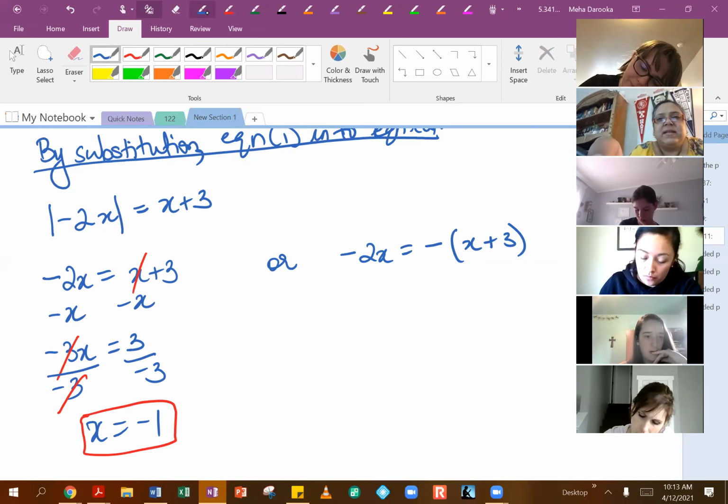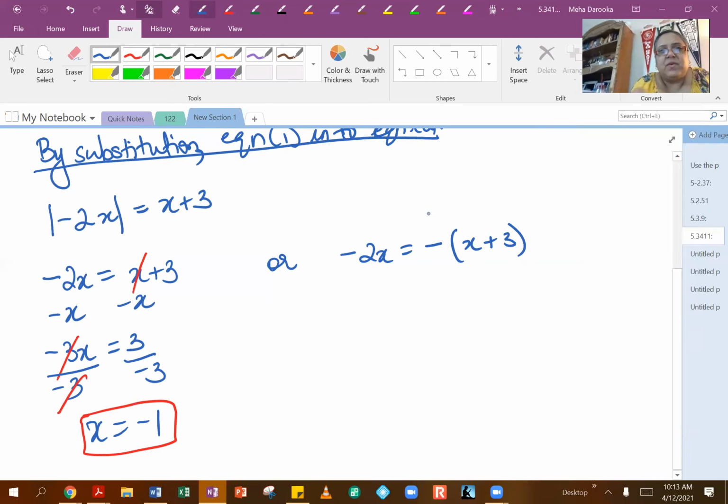And then for our second side, of course, we'll need to start by distributing that negative sign inside the parentheses. So negative 2x equals negative x minus 3. So now when we move our x value, it will become positive x. And what will this side end up giving us for the x value?